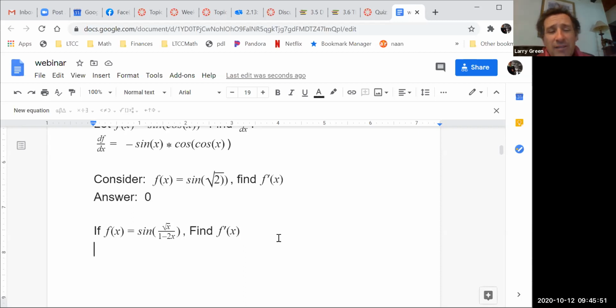And by the way, do not write limit as h goes to 0. That would not be fun at all. So I'll give you a minute or two. This one's a little harder. It's a lot harder than sine of root 2. That was just a 2-second problem. This one takes some work.